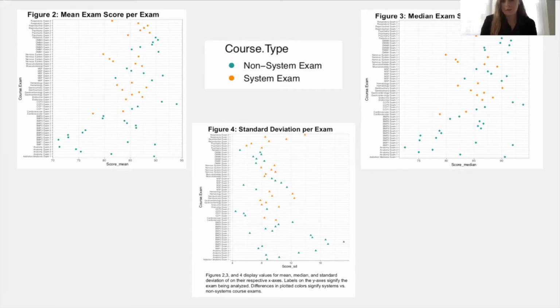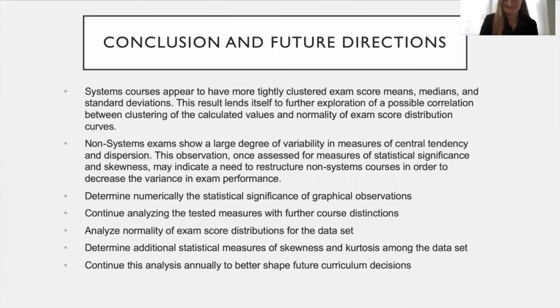Figures 2, 3, and 4 are displaying both the mean, median, and standard deviation per exam with the name of the exam listed on the y-axis. As you can see, just looking at them, orange is a bit more tightly clustered than blue. So systems is a bit more tightly clustered for all measures of central tendency and variance than the blue figures, which lends itself to some interesting conclusions.